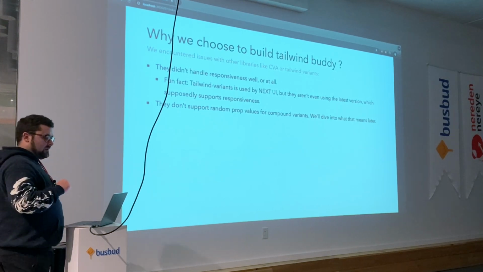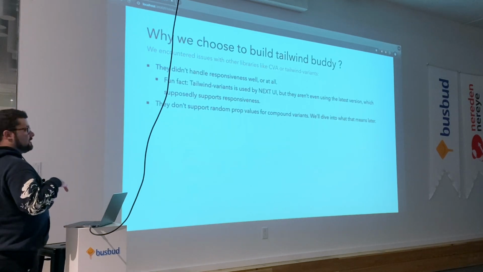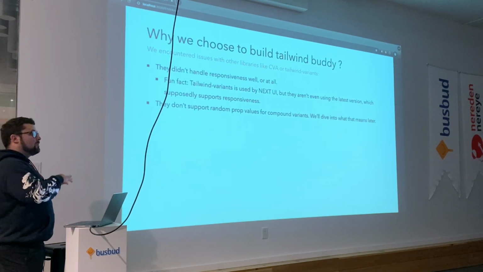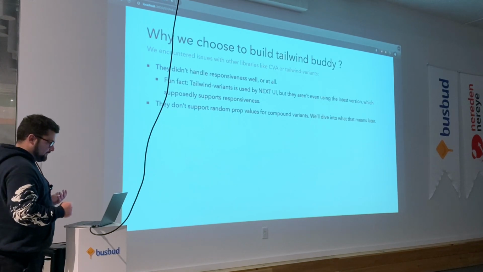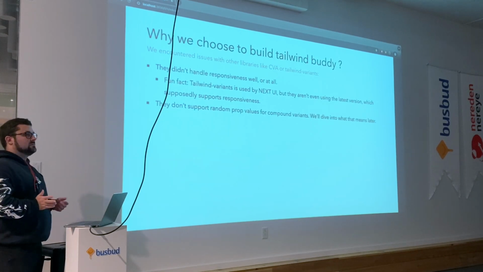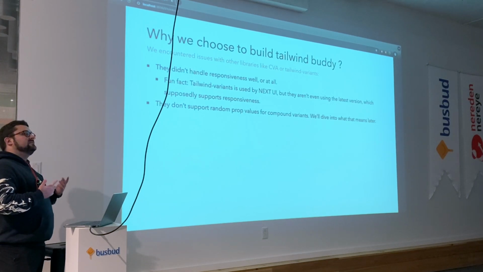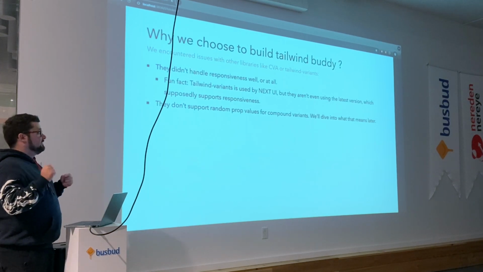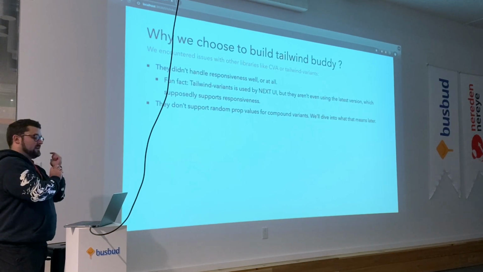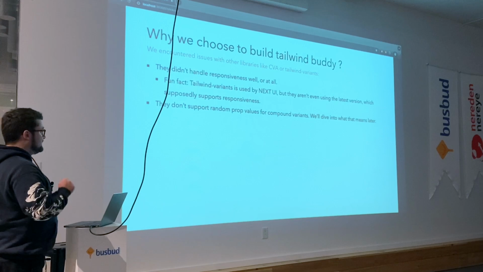Okay, so we wanted to use Tailwind. What we did is explore what was existing in terms of tools that could answer our questions. And we found CVA, class variance authority, another open source project, and Tailwind Variants, which is something that NextUI is building, for people who know NextUI.